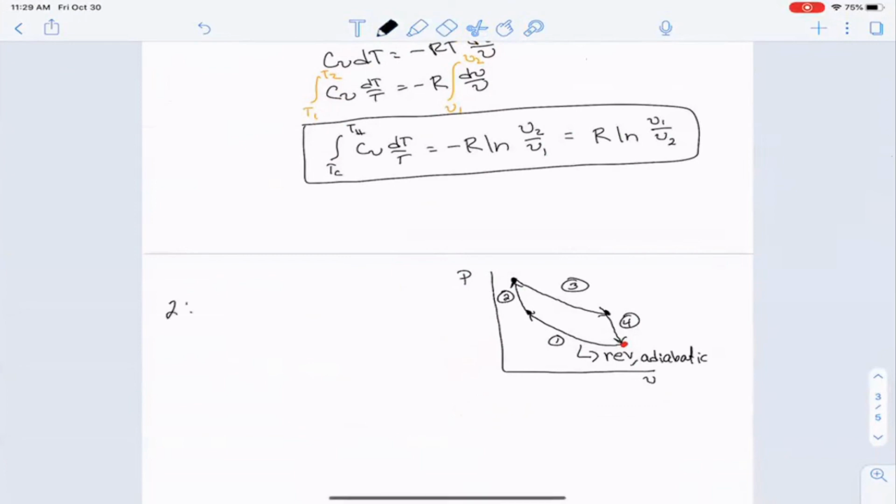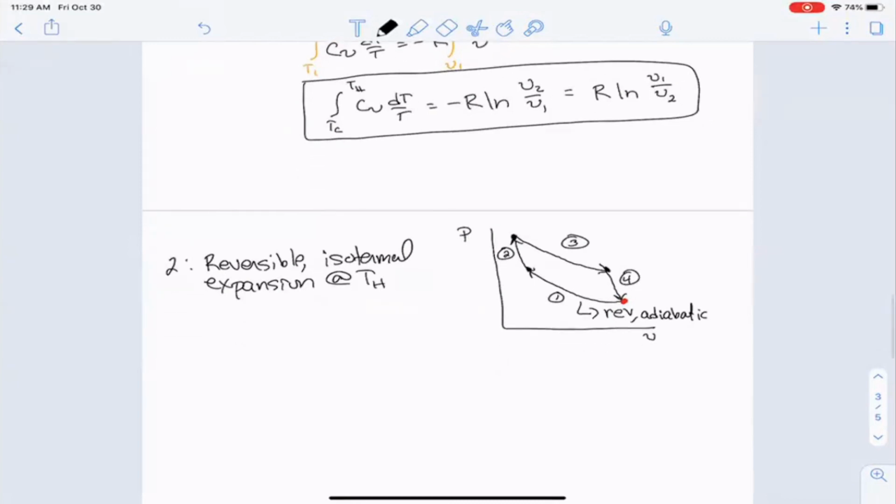And so then step 2 in the Carnot cycle is a reversible isothermal expansion at T hot. Okay. And so for that particular step, the energy balance is relatively straightforward, right? Because delta U is Q plus W, and delta U is equal to 0 because it's isothermal. And so the result of our energy balance for stage 2 is Q plus W is equal to 0.